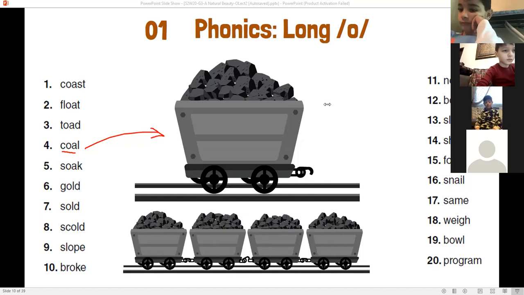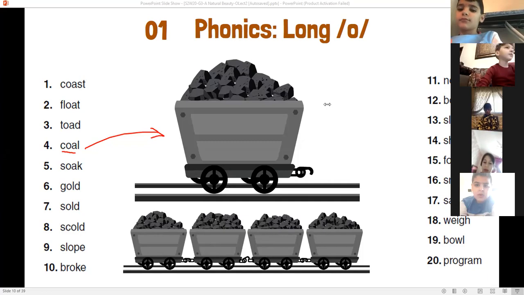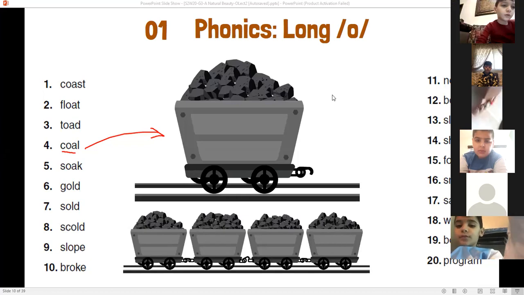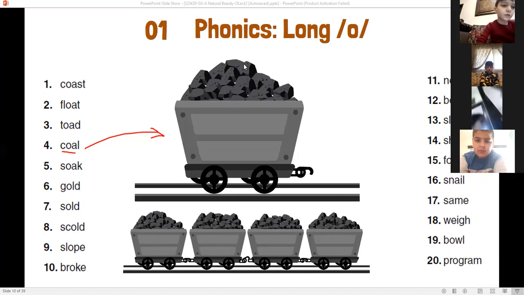Hassan Barood, yalla, you can unmute yourself. Yes, Hassan, you raised your hand. Where do we use the coal? This is a picture of coal. Where do we use it? Do you know, Yusuf? Miss, you are lagging. I'm not hearing you. Okay, sorry, Hassan. Hadi Azul, you can unmute yourself. Where do we use the coal?